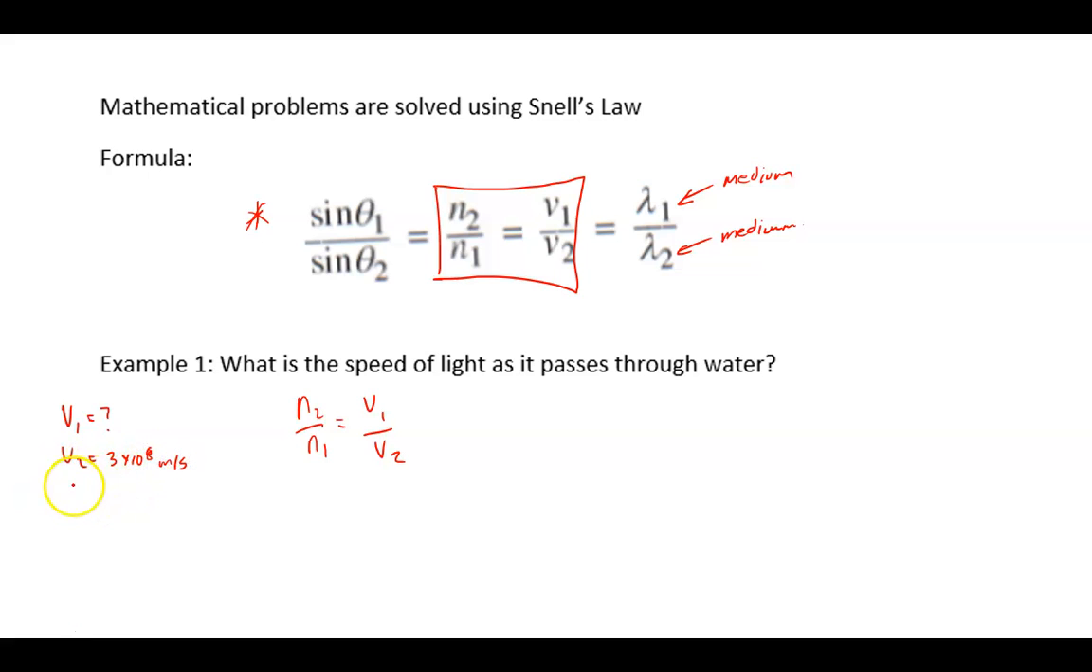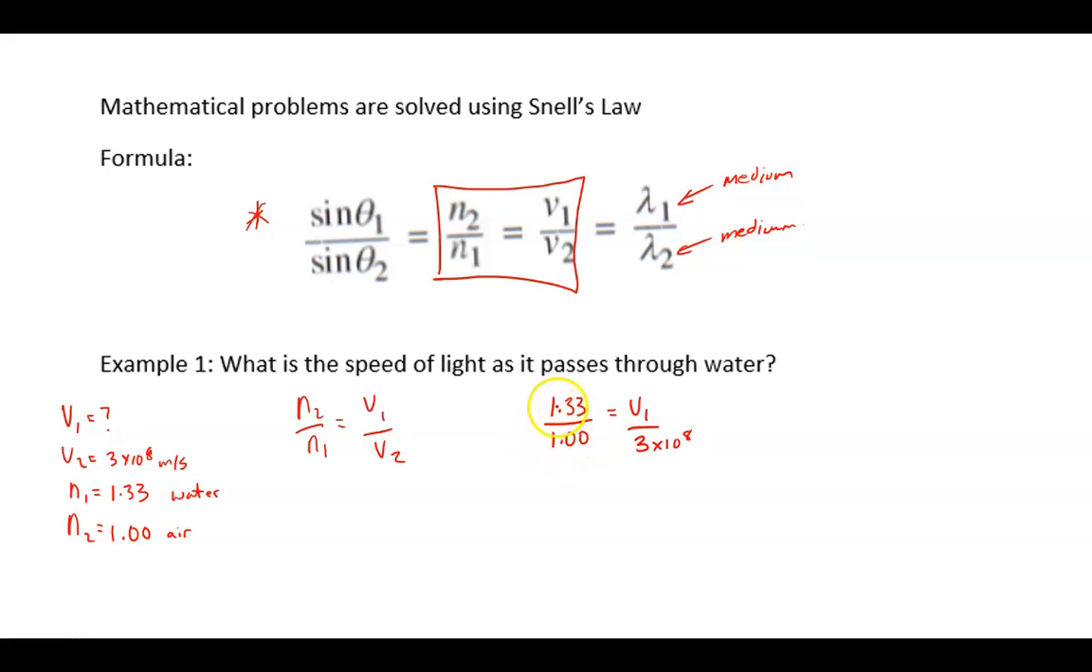We're choosing medium 1 to be water. Mathematically, it just makes it easier. If we chose n2 to be water, that would be fine, but it's easier for us to choose that to be air. So when you take a look at the equation, you have 1.33 over 1.00 is equal to v1 over 3 times 10 to the 8.